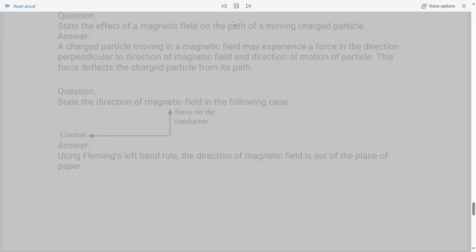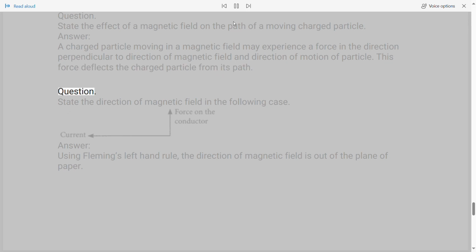Question. State the effect of a magnetic field on the path of a moving charged particle. Answer. A charged particle moving in a magnetic field may experience a force in the direction perpendicular to the direction of the magnetic field and the direction of motion of the particle. This force deflects the charged particle from its path.